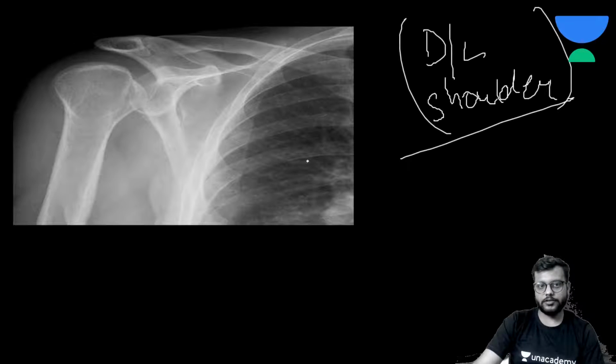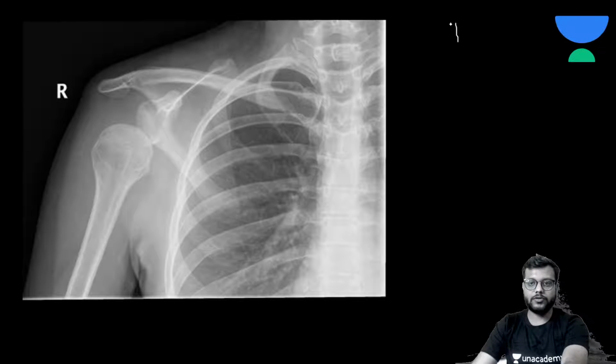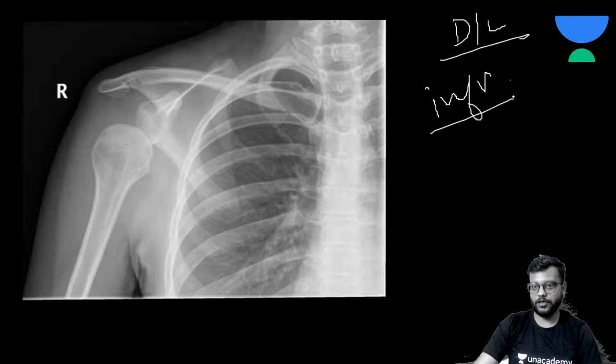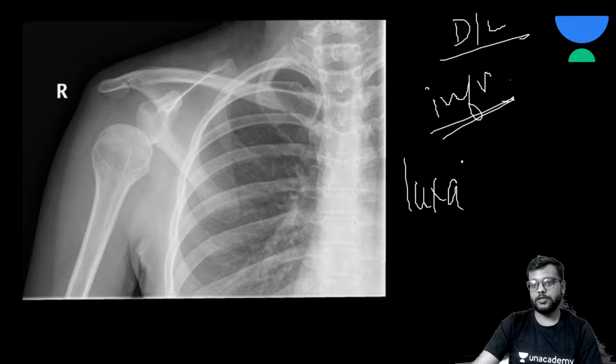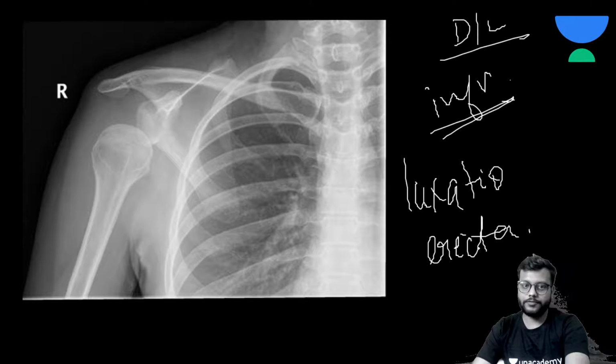This is a humerus fracture. Okay, and this is of which type? This is anterior. This is also dislocation of shoulder joint. This is inferior dislocation, and there is a special name of this inferior dislocation, and it is luxatio erecta.